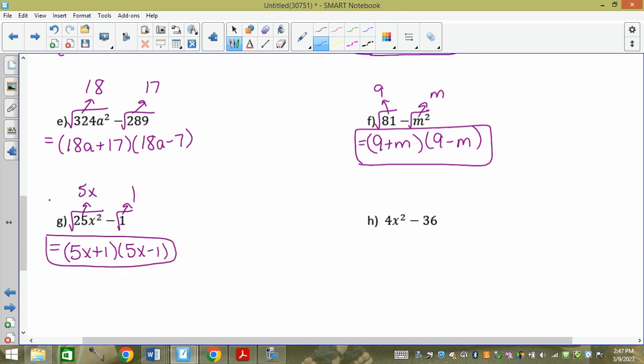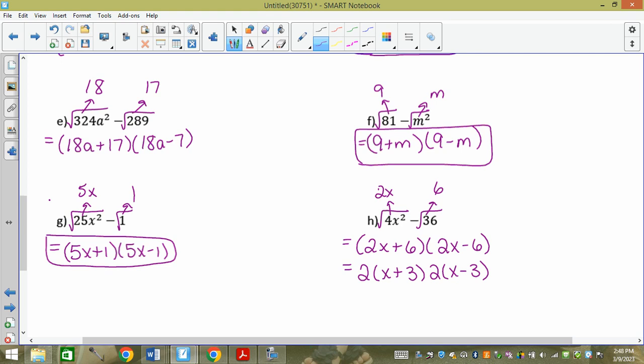The last one I saw, some people spotted it, some people didn't. So I'll do it the way that most people did it. Square root of 4x squared is 2x. Square root of 36 is 6. So people have this, 2x plus 6, 2x minus 6. If you go this route, not a problem, but you have to spot that you can still take a 2 out of both of them. So you would get 2x plus 3, 2x minus 3. And then the 2 and the 2 join at the front, so 2 times 2 is 4. 4 times x plus 3, x minus 3.